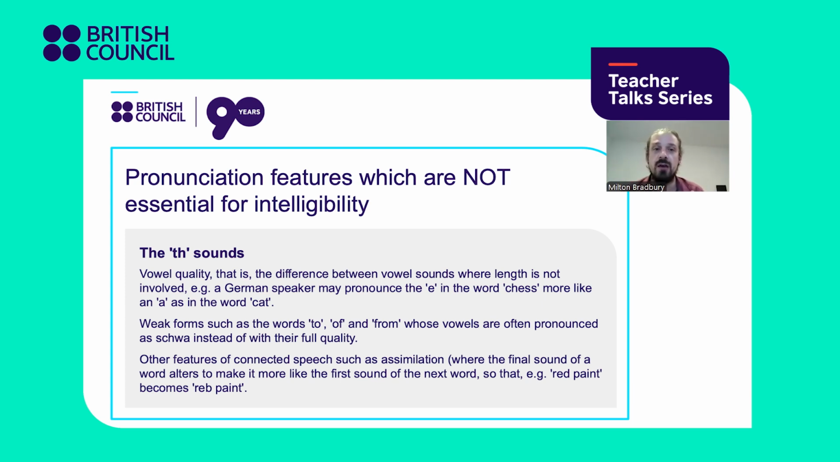Weak forms are things like the prepositions "to", "of", and "from". When we say them in a sentence, we often say them very weakly. I do say this.